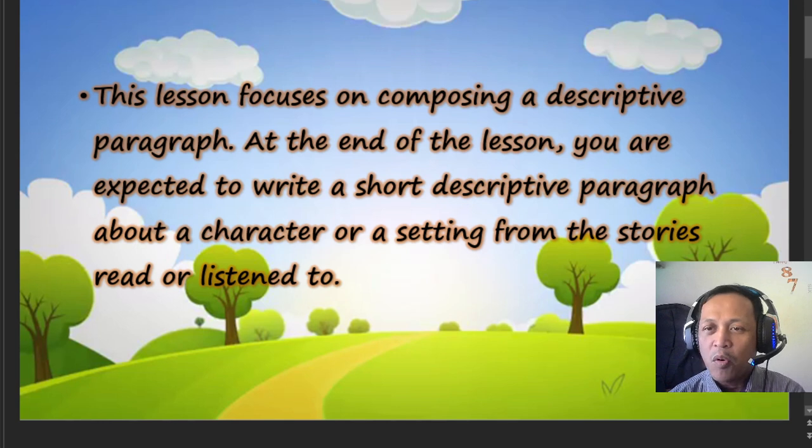This lesson focuses on composing a descriptive paragraph. At the end of the lesson, you are expected to write a short descriptive paragraph about a character or a setting from the stories read or listened to. Again, the main focus of our lesson for today is for you to compose a descriptive paragraph. So that would be our main goal for today.